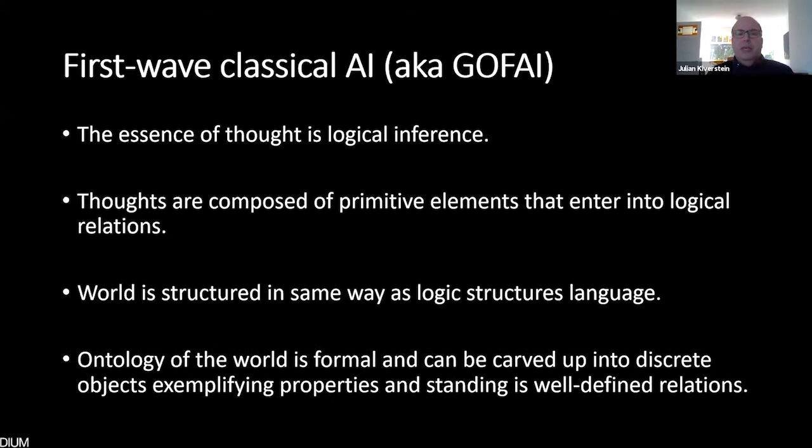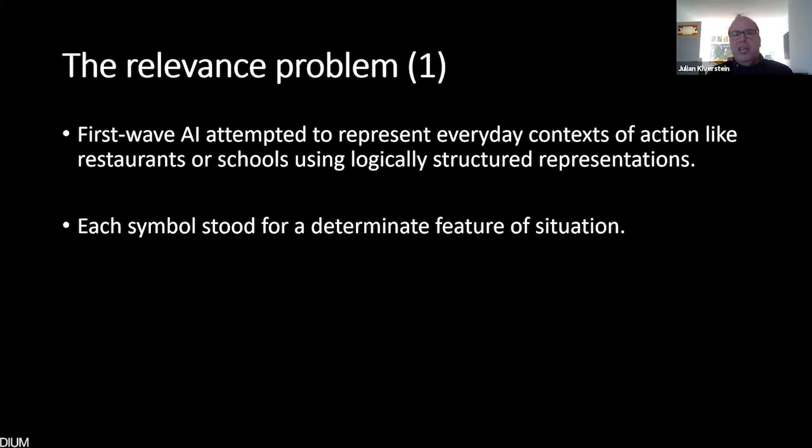And so this is an ontology that underlay first wave work in artificial intelligence, where the ontology of the world was thought to be formal, in much the same way as Wittgenstein described in the Tractatus, or you can find in Frege or Russell. The world was logically structured into these discrete objects that have properties that stand in well-defined relations. And the problem that classical AI ran into, sometimes called the frame problem or the relevance problem, was how to get machines to act in everyday contexts.